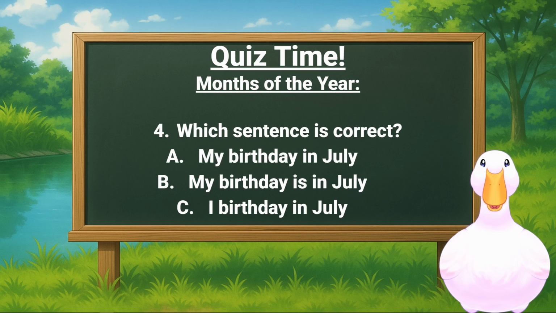Question 4. Which sentence is correct? Is it A, my birthday in July, B, my birthday is in July, or C, I birthday in July? Good job. It's B. My birthday is in July.